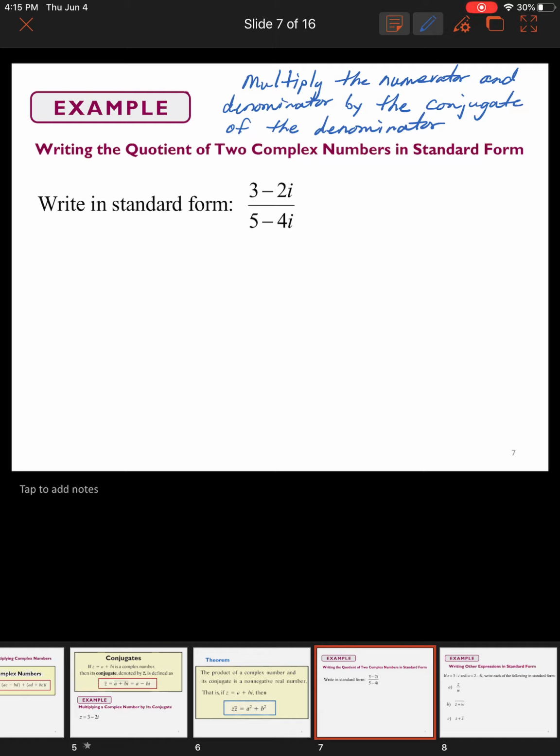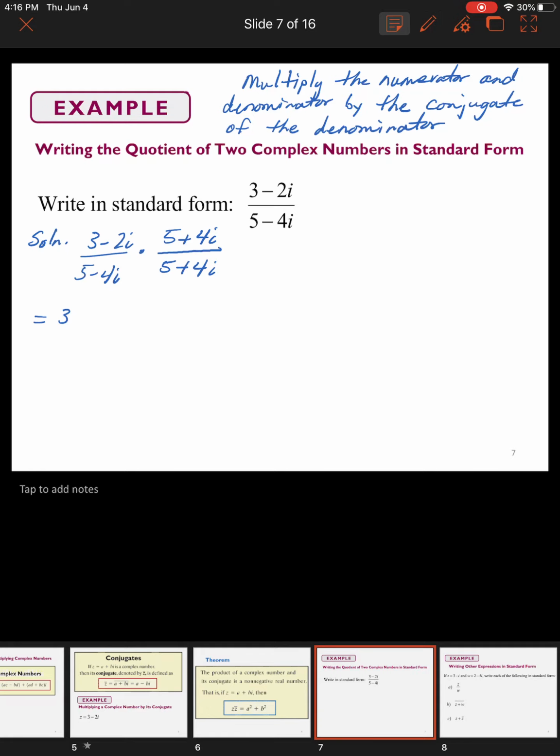All right. Now let's hop into our example. So we have 3 minus 2i over 5 minus 4i. So I'm going to multiply the numerator and denominator by the conjugate of the denominator. And that will give us, in the numerator, you have no choice. You got to multiply it out the long way.